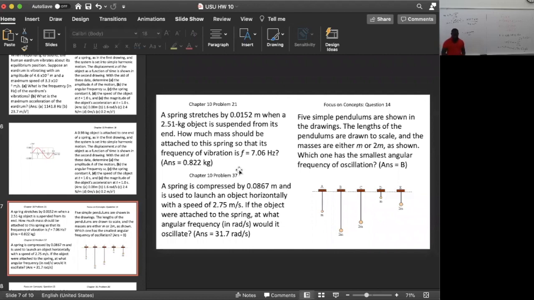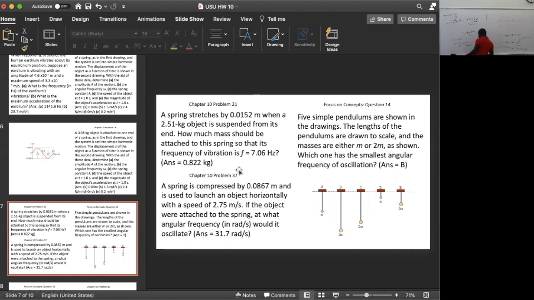Next question, chapter 10, problem 37. A spring is compressed by that and is used to launch an object horizontally with the speed of that. If the object were attached to the spring, at what angular frequency would it oscillate? So we have the V and omega. This is just simple. V is omega A, since it's stretched to the amplitude. So omega is V over A, which is 2.75 divided by 0.0867.